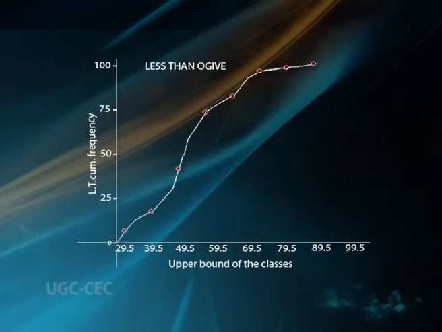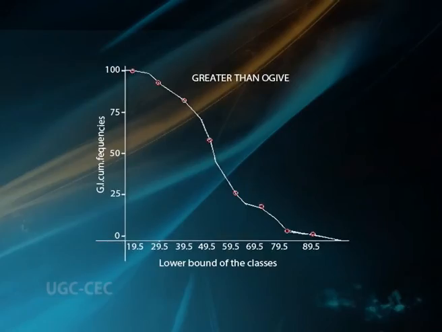The curves are as follows: less than ogive, with less than cumulative frequency along the y axis and upper bound of the classes along the x axis. Greater than ogive, with greater than cumulative frequencies along the y axis and lower bound of the classes along the x axis.